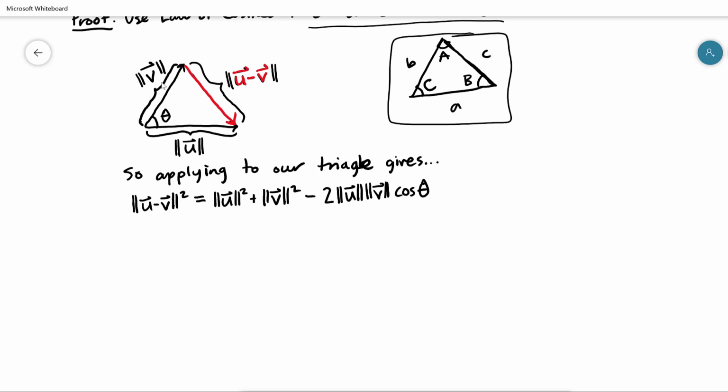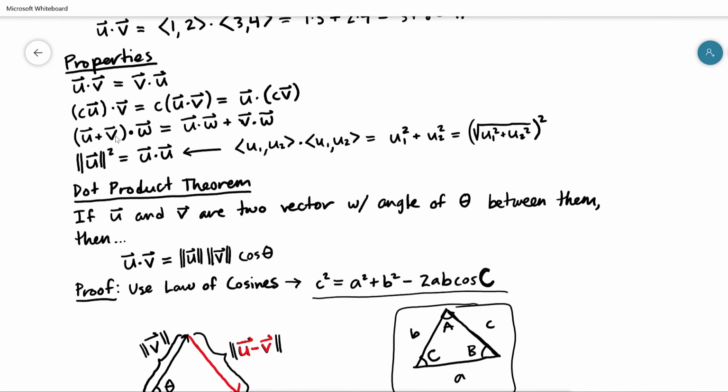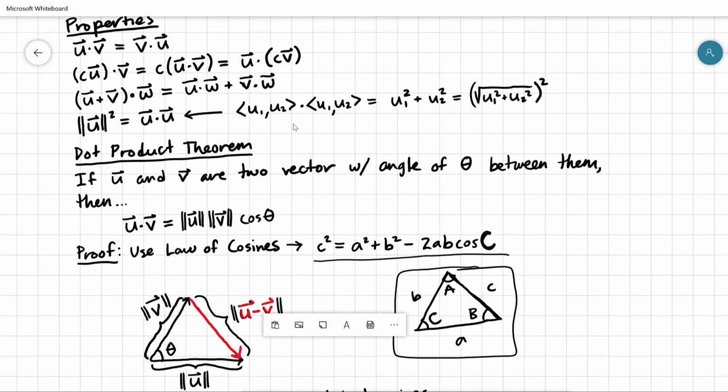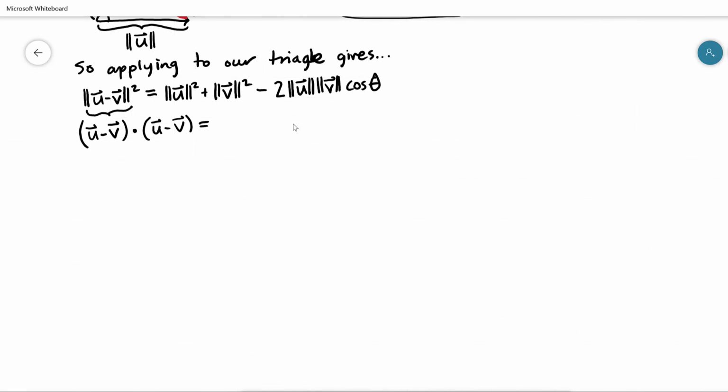So for example, this piece on the left, I want to think of that as the vector u minus v dotted with itself, u minus v. And then I want to actually carry out that dot product using our properties of the dot product. So basically I'm going to use this distributive property, and we'll FOIL this out. Using that distributive property, we literally just FOIL it the same way we normally would.